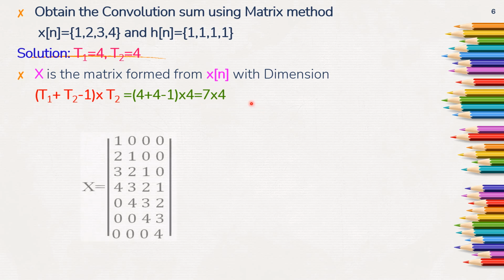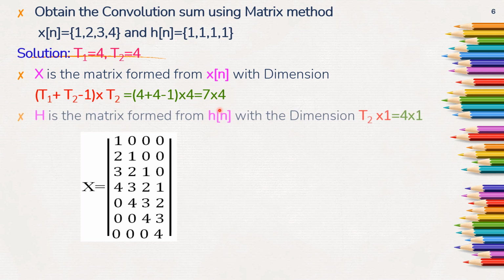So this is X matrix. And see how the elements are formed. You have only 4 elements, so 1, 2, 3, 4. The remaining rows should be zeros. So in the second row, you shift it down. You add a preceding 0. In the same way, we proceed on until the dimension of the matrix, 7 cross 4, is obtained.